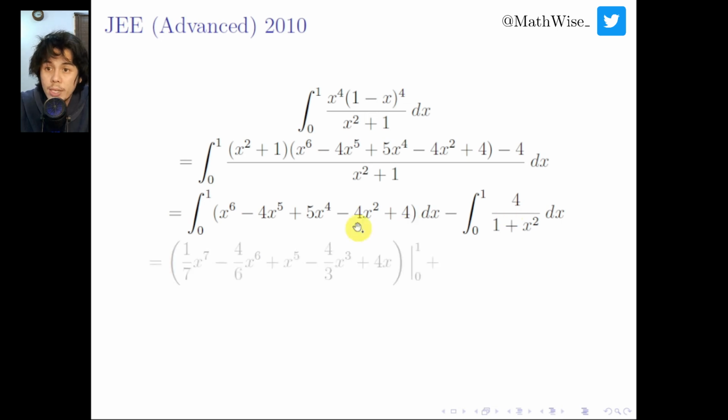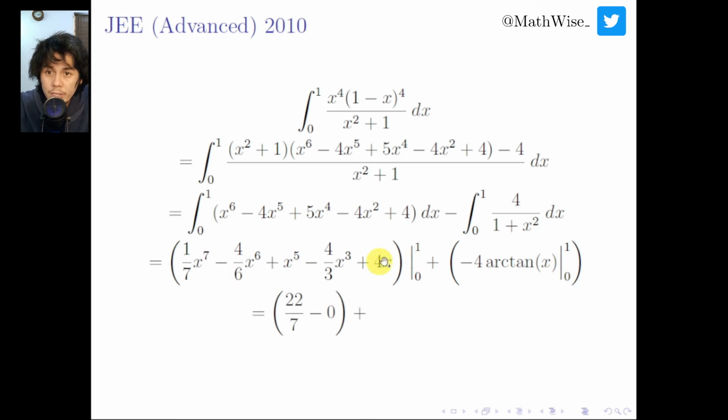Now let us compute this integral. The first part is this: x power of 7 over 7 minus 2 over 3 times x power of 6 and so forth. We need to evaluate from 0 to 1. And the second one is just minus 4 tangent inverse of x evaluated from 0 to 1. For the first term, if we plug in x equals 1, we will have exactly 22 over 7. And then plug in x equals 0, we have 0. So we have 22 over 7 only here.